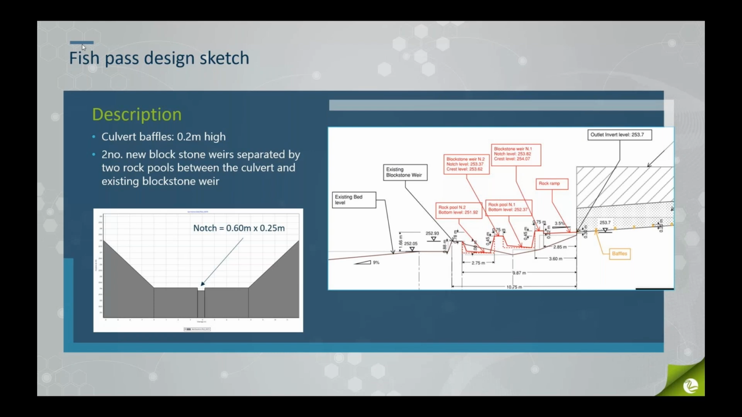So the idea is the fish come swimming upstream, they hopefully get over that first existing weir, and then if they need to, they can have a rest in that first pool before making it over that first notched weir into another pool. Again, that allows them to have a rest if they need it before they then try to traverse upstream along the culvert.